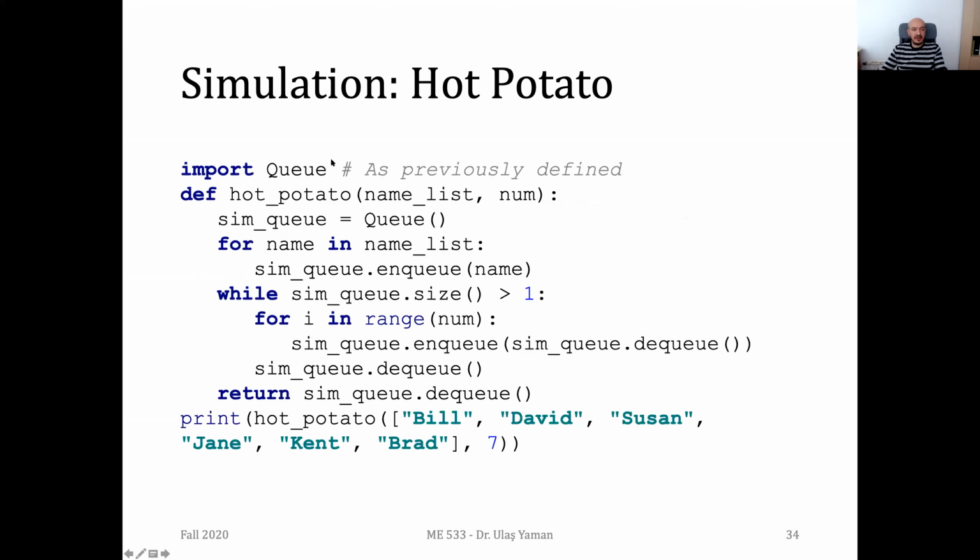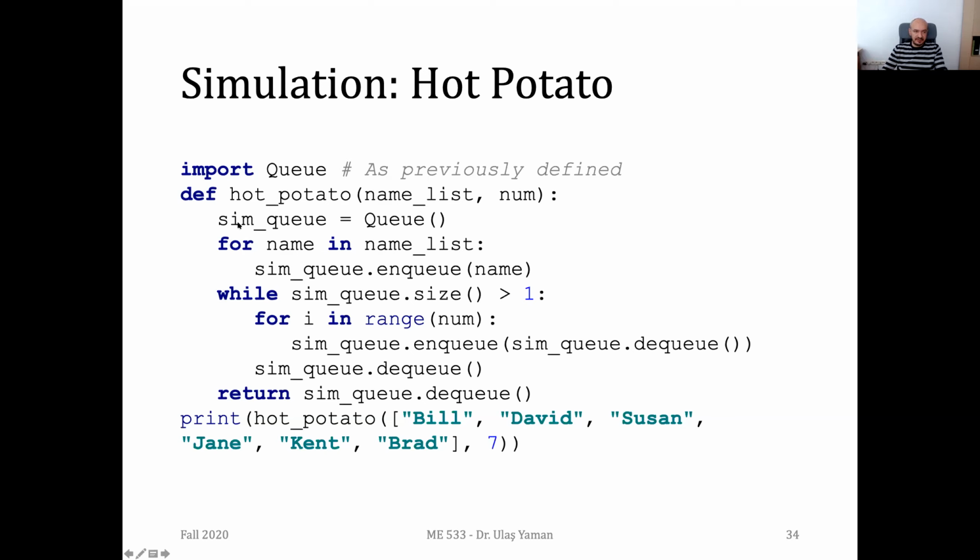We need to have a queue class for the data structure we are going to use. And this is the hot potato definition we plan to use in our simulation. So what are the inputs? We have the list of names, as many as you like, and then we have a number, and this number is representing the number of simulations, so how many times we are going to do the simulation.